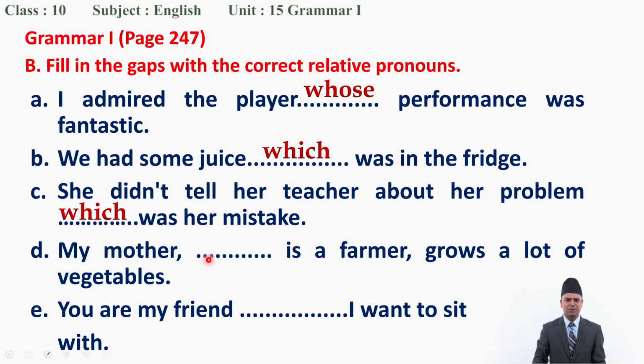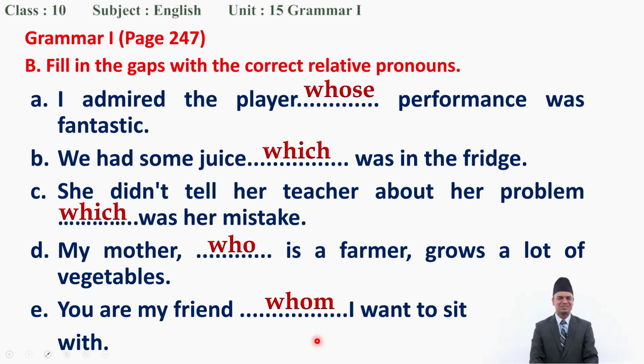My mother, can you guess? Yes, who is a farmer, grows a lot of vegetables. You are my friend, I want to sit with. Again, can you guess it? Yes, that's right, whom I want to sit with. You are my friend whom I want to sit with means sitting with that friend, okay? It's an object pronoun here.